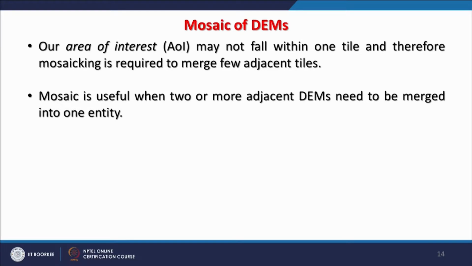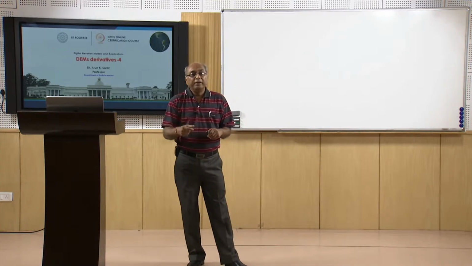Mosaicing is also useful when two or more adjacent DEMs need to be merged into one entity. Another reason why mosaicing is required: one may argue that I will keep them in different tiles, fine. But if you keep different tiles, then each tile will have its own range of elevation values. And when you perform the analysis using statistical tools, the minimum and maximum values in each tile will change, and therefore there will be a lot of complications. So, this is not a good or right approach. The right approach is first to make a seamless mosaic.